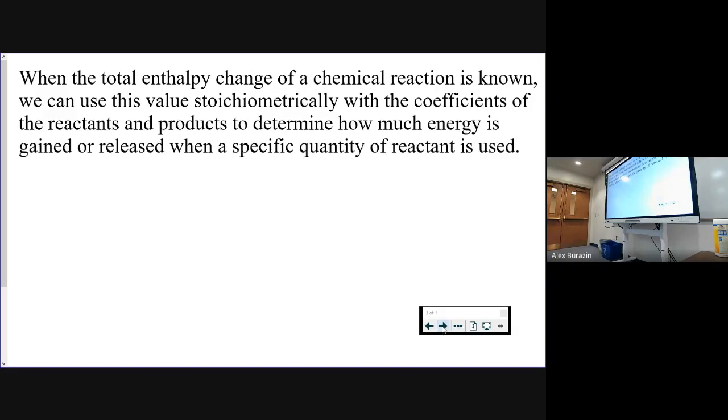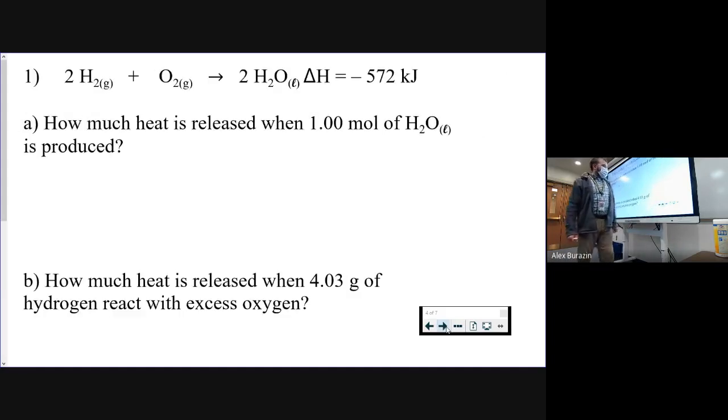When the total enthalpy change of a chemical reaction is known, we can use this value stoichiometrically with the coefficients to determine how much energy is gained or released for a reaction. Whole bunch of problems. That's all this sheet is from here on out. Okay?